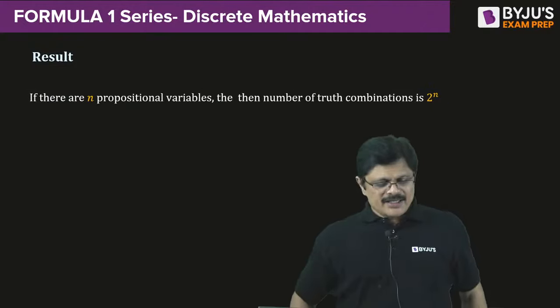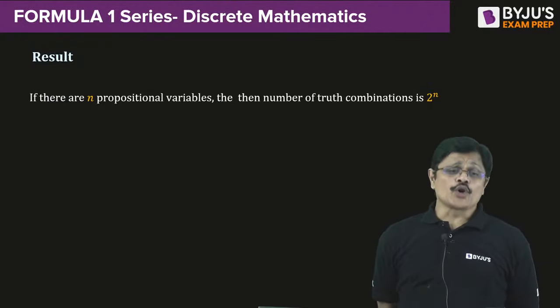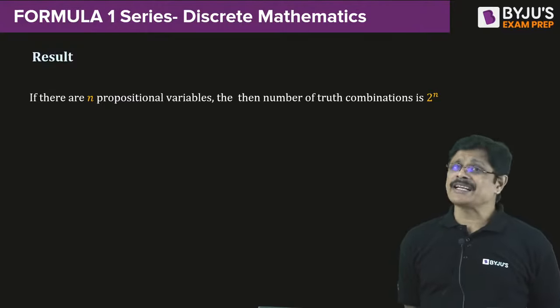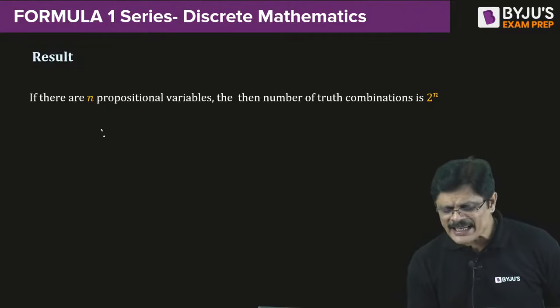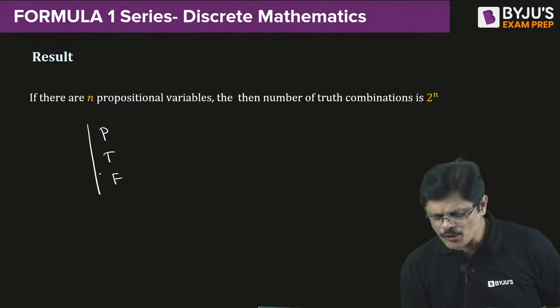First result. Suppose there are n propositional variables, how many truth combinations are possible? Because a proposition can be either true or false, but cannot be both. So if you have a single propositional variable, it can occupy one of the possible truth values.